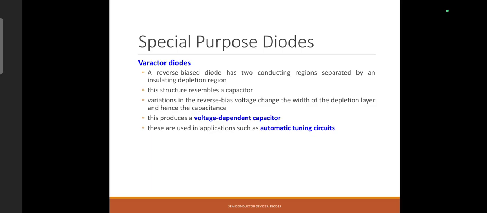Varactor diode. A varactor diode, also called a varicap diode, always operates in reverse bias. Its depletion region behaves like a capacitor. When the reverse voltage changes, the width of the depletion region changes, causing the capacitance to change. Because of this property, varactor diodes are used as voltage controlled capacitors in radio receivers, television tuners, communication systems, and frequency modulation circuits.